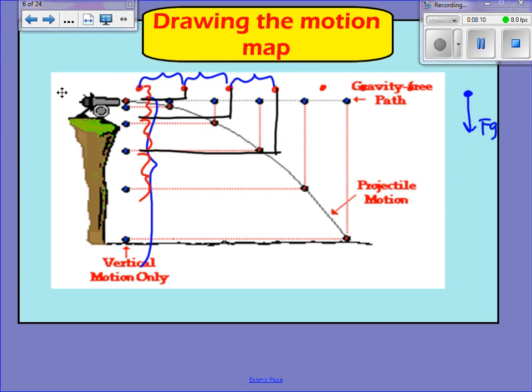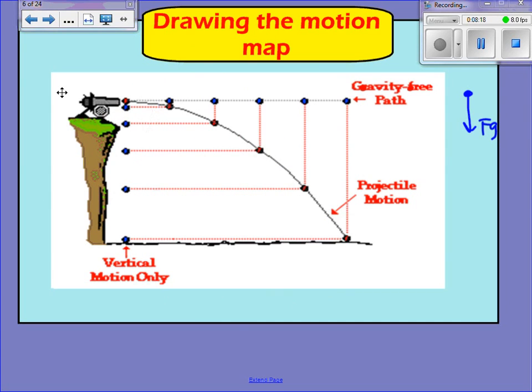Now, how do we draw the motion map, the motion diagram for this projectile? Let's do that now. I'm going to erase these marks that I made so we can see clearly. What I want to do is draw what the motion map looks like for a projectile. Since this object has no forces acting in the x direction, its x velocity will always remain constant. So for each red dot, I'm going to draw the x component of the velocity. Notice that it never changes because the x velocity never speeds up or slows down.